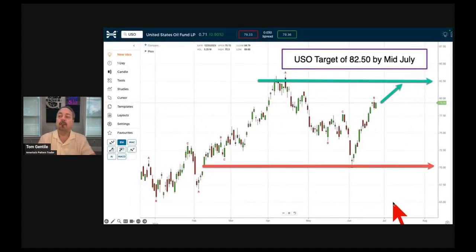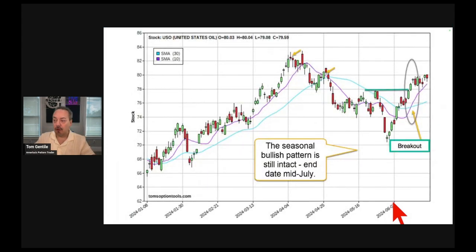Take a look at oil, USO. Our longer term chart showed a target of 82.50 by mid-July. We're at the beginning of July right now. If this is going to happen, it's going to happen in the next 2 weeks. What does the shorter term chart show us? It shows us resistance points at 80, which we're at right now. We're hitting that mark right now.